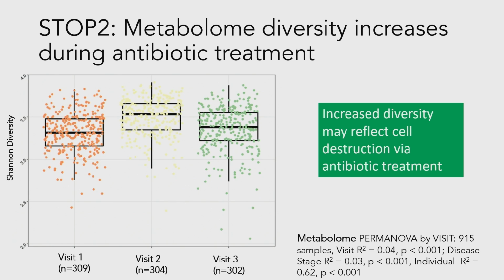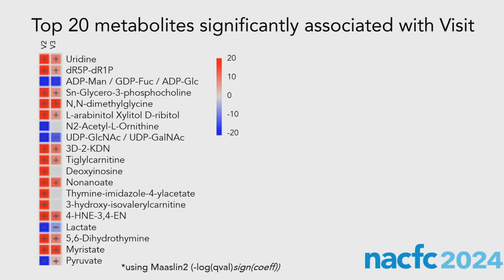And this is not the first time this signal has been seen. I saw Charles Esther present a similar result at NACFC almost 10 years ago, that you see a bigger density of molecules and a bigger diversity of molecules in samples from people with cystic fibrosis.